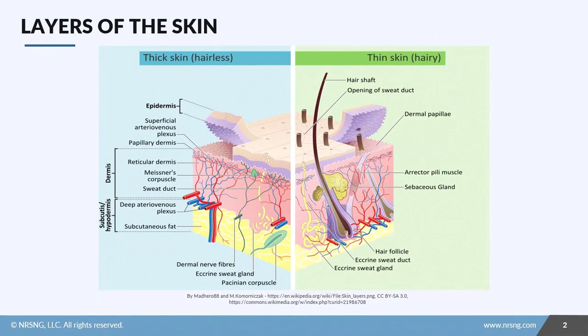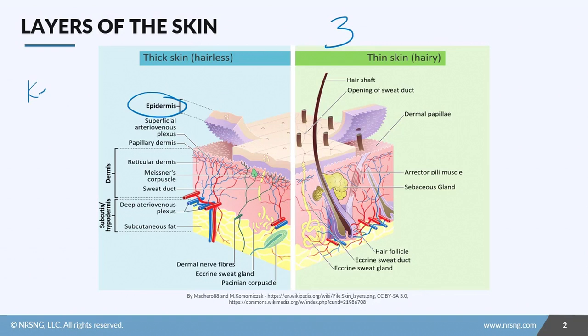Okay, guys, in this lesson, we are going to look at the structure of the skin and its functions. So first, let's look at the different layers of the skin. There are three main layers that we'll look at. The first is the epidermis, which is the outermost layer.